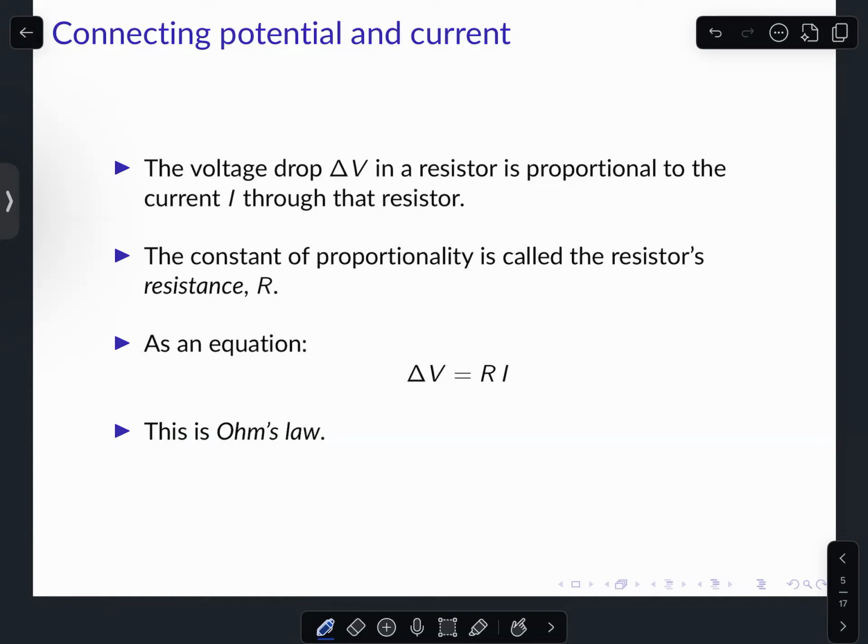When we talk about capacitors, there will be a different voltage-current relationship. When we talk about inductors, there will be a different voltage-current relationship. There is no voltage-current relationship for batteries. Batteries just get a constant voltage. Well, I mean, I guess you could say that the voltage-current relationship is the equation y equals 0x plus b. It doesn't depend on current.